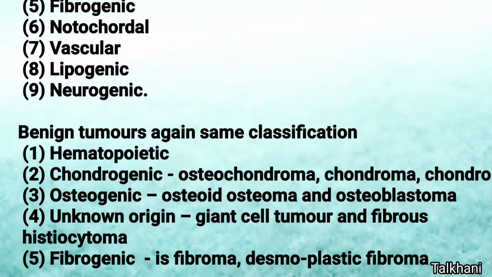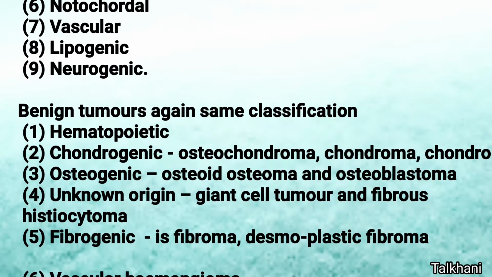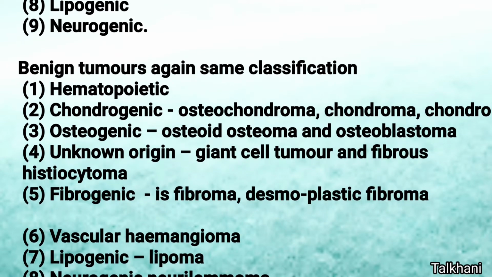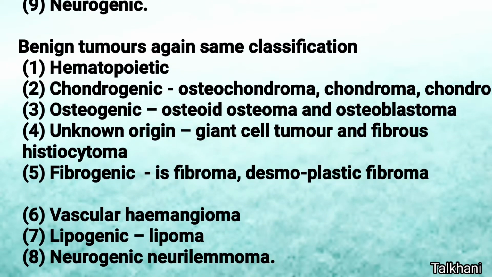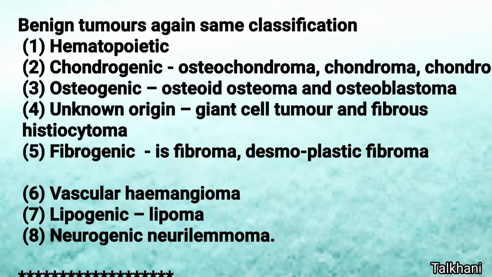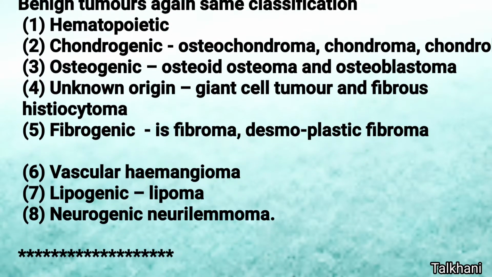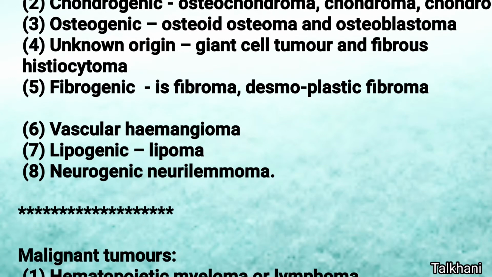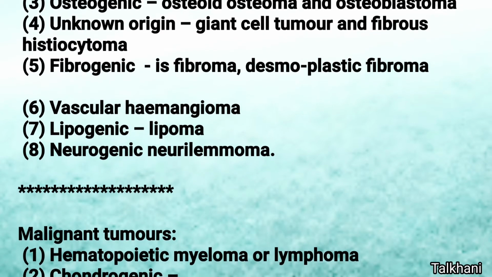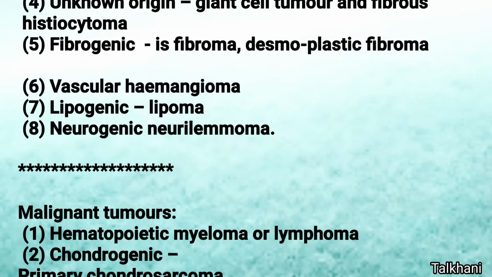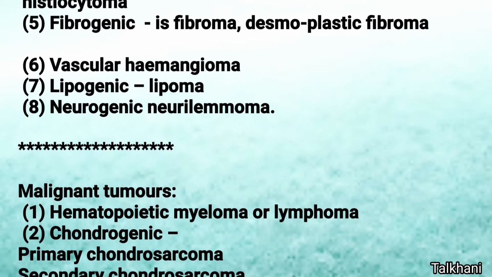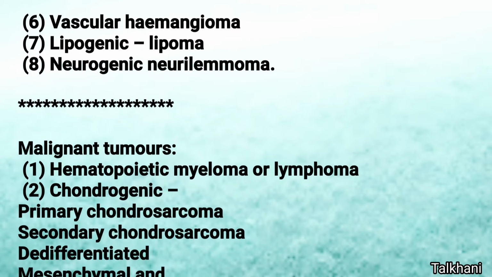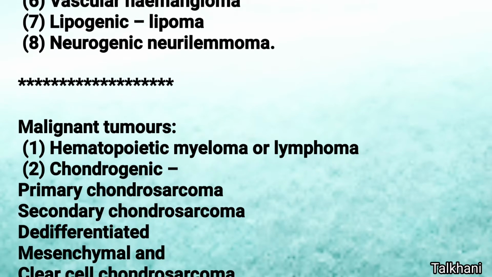Some of the examples of benign tumors under the same classification are as follows. Chondrogenic benign tumors are osteochondroma, chondroma, chondroblastoma, and chondromyxoid fibroma. Osteogenic origin bone tumors are osteoid osteoma and osteoblastoma. Benign tumors of unknown origin are giant cell tumor and fibrous histiocytoma. Fibrogenic benign tumors are fibroma, desmoplastic fibroma. Vascular tumor is hemangioma. Lipogenic tumor is intraosseous lipoma, and neurogenic tumor is intraosseous neurilemoma.